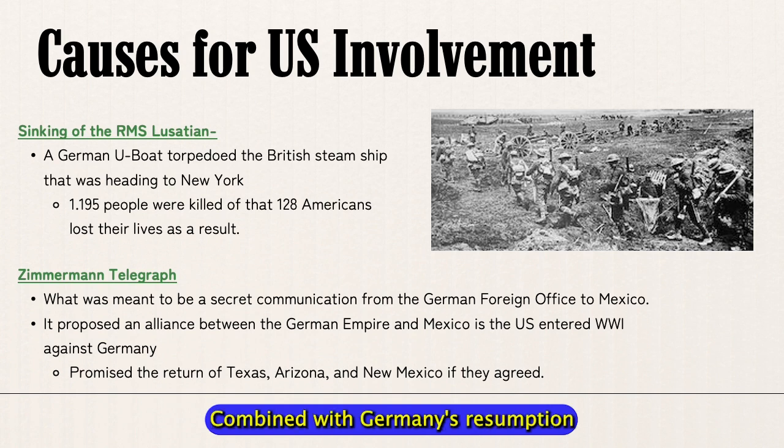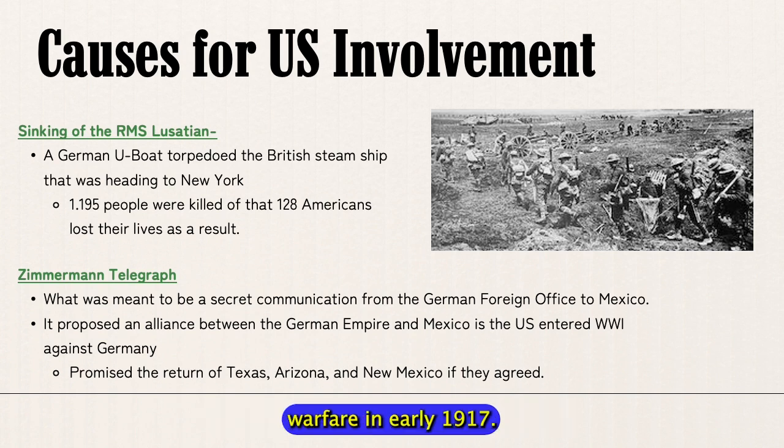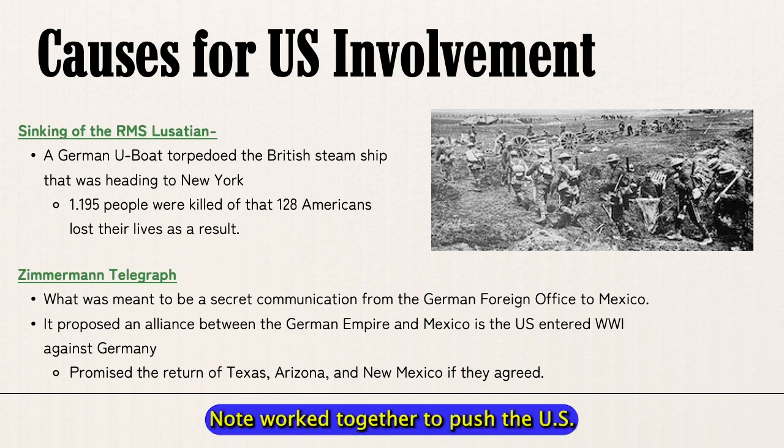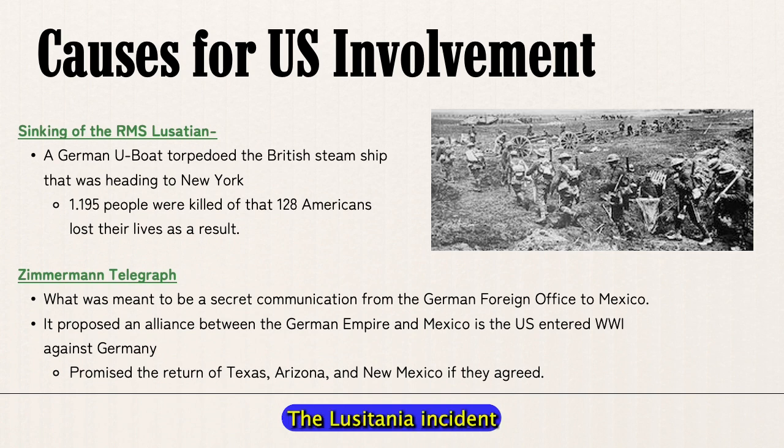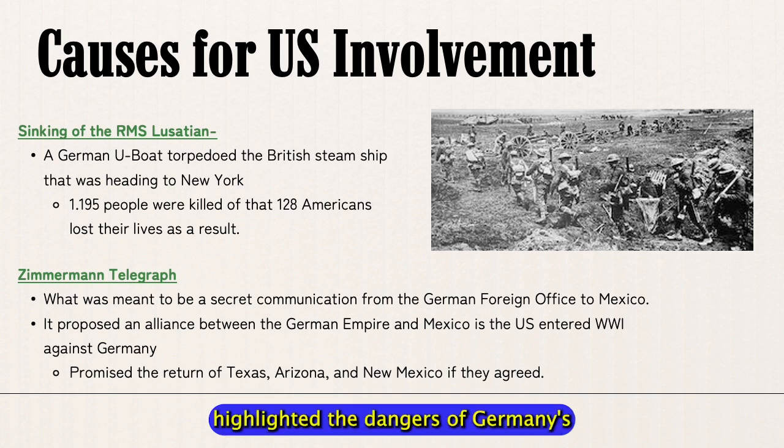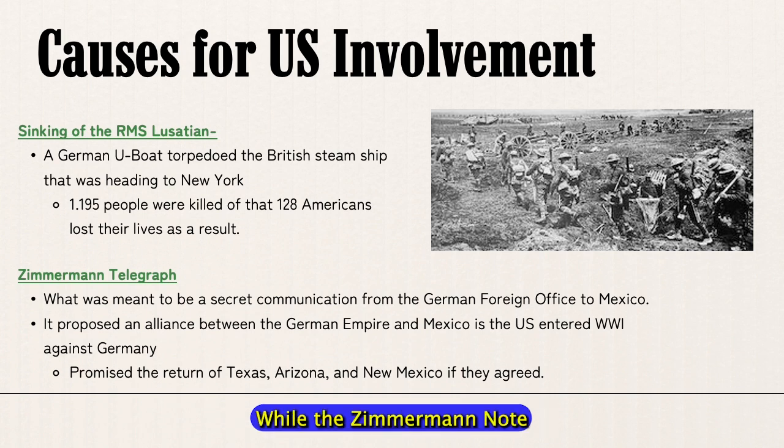Combined with Germany's resumption of unrestricted submarine warfare in early 1917, the Zimmermann Note convinced many Americans that neutrality was no longer viable. Combined influence on U.S. involvement. The sinking of the Lusitania and the Zimmermann Note worked together to push the U.S. toward war. The Lusitania incident highlighted the dangers of Germany's aggressive tactics and its disregard for civilian lives, while the Zimmermann Note revealed Germany's willingness to conspire against the United States directly.